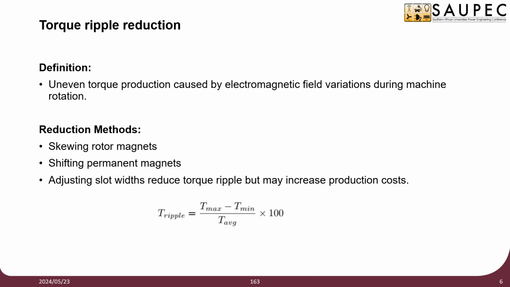Torque ripple is the uneven torque production through the rotation of an electrical machine, caused by variances in the electromagnetic fields and their interactions between the stator and rotor. Torque ripple is mathematically defined as the difference between the maximum torque and minimum torque produced over one mechanical revolution, divided by the average torque, which is converted to a percentage.